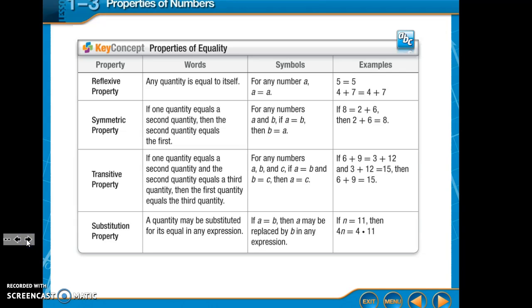Alright, so looking at the note paper that I gave you, we can start filling in some of these. So we have the reflexive property, and it's any quantity is equal to itself. The symbols would be, for any number A, A equals itself. An example would be 5 equals 5, 4 plus 7 equals 4 plus 7. So you're basically saying that for any given value, it's equal to itself.